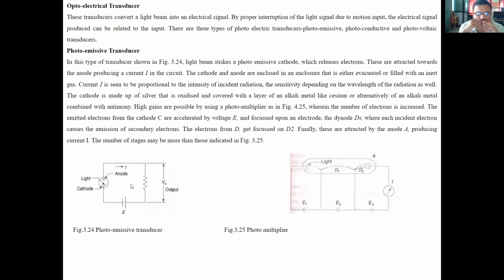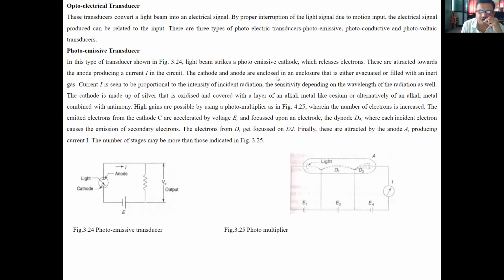In this type of transducer shown in figure 3.24, a light beam strikes a photoemissive cathode. See that this is the cathode. The light beam will strike the photoemissive cathode, which releases electrons. These are attracted towards the anode, producing a current I in the circuit.